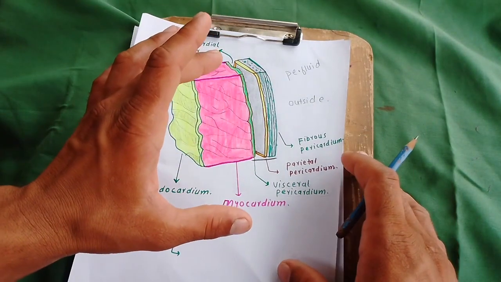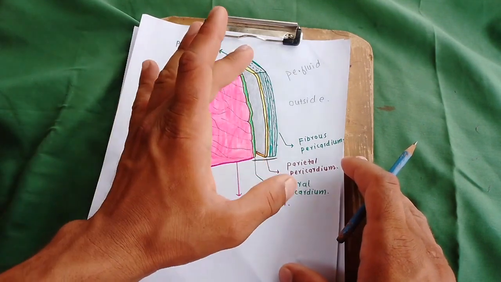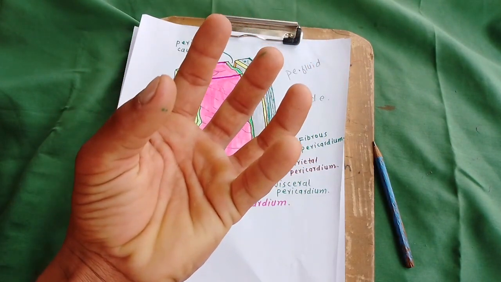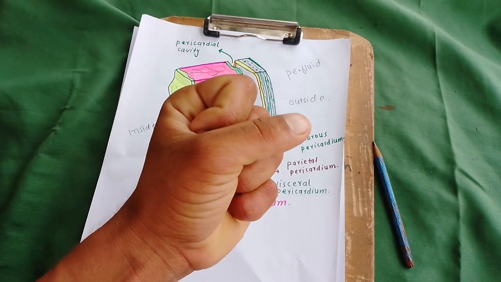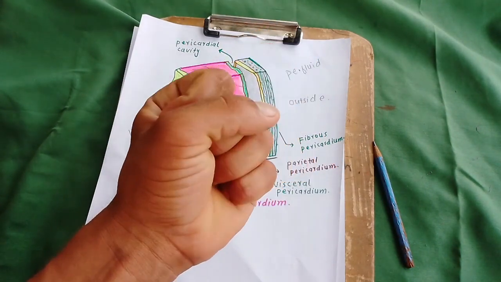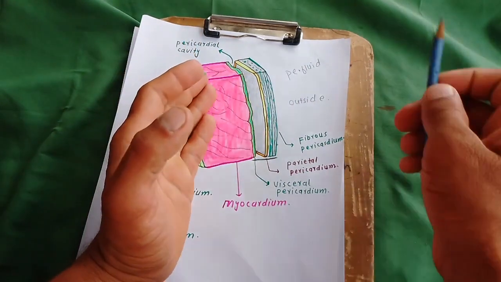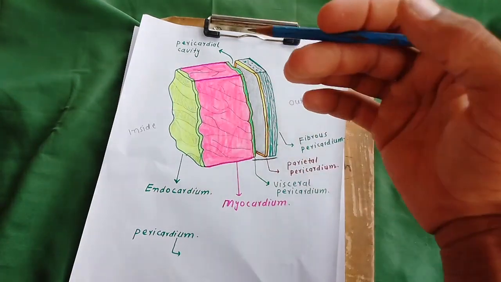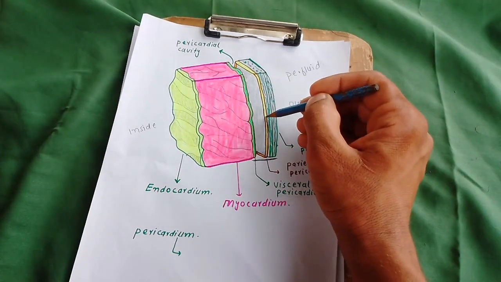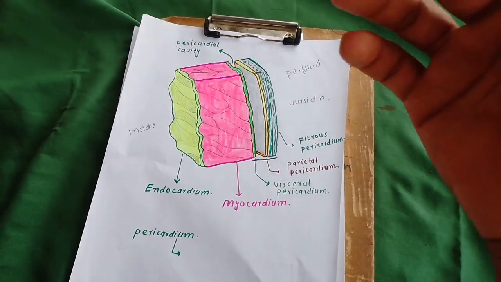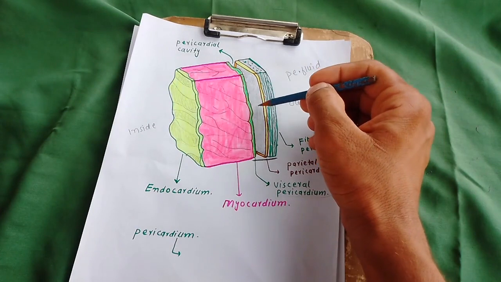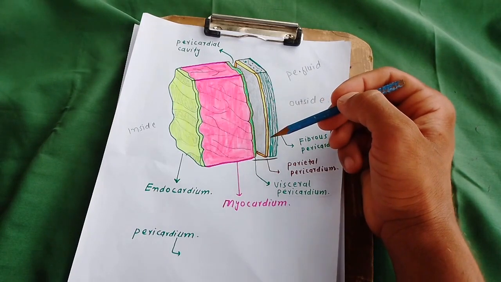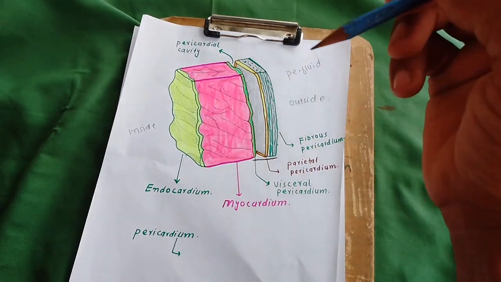The main function of the pericardial fluid is that, as we know, the heart is a muscular organ, a very active, very contractile organ, which contracts and relaxes all the time and continues its own work. So the pericardial fluid decreases the friction. It means it provides lubrication between this layer and this layer, the parietal pericardium and the visceral pericardium. So the heart muscle cannot be damaged.